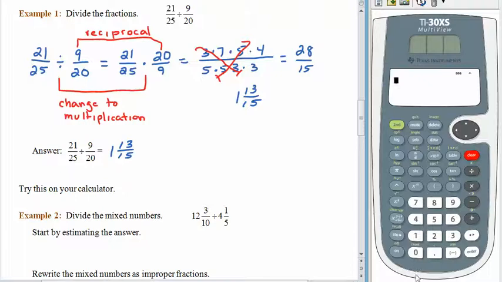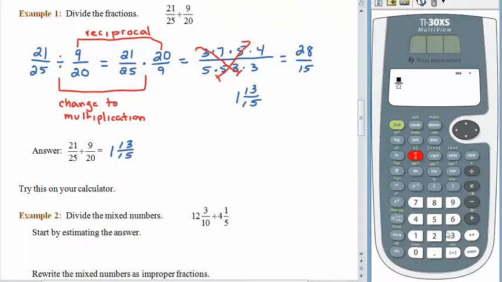Okay, we have the calculator handy. We should make sure that the calculator works just as well as our paper and pencil. And let's give this a try. Let's start with the fraction key. We have 21 in the numerator, 25, whoops, back that up, 25 in the denominator, divided by, new fraction template, 9 in the numerator, and 20 in the denominator. And let's see what it has to say.